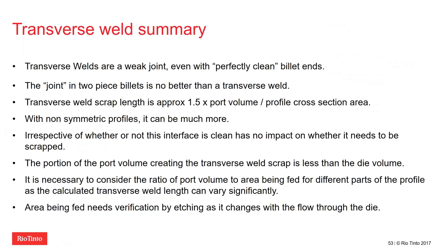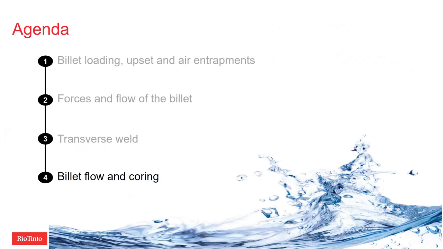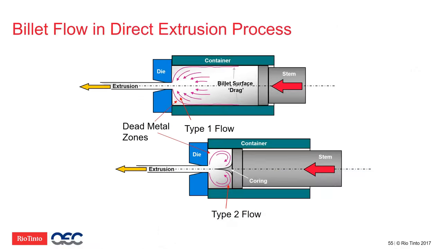So we always recommend, although doing the quick math here is useful, especially for structural profile, to cut samples, to etch them properly, and to really look for the start of the transverse weld. So nothing can replace a good sampling for sure. Now, billet flow, keep going on this, and we're going to talk now about the core ring.